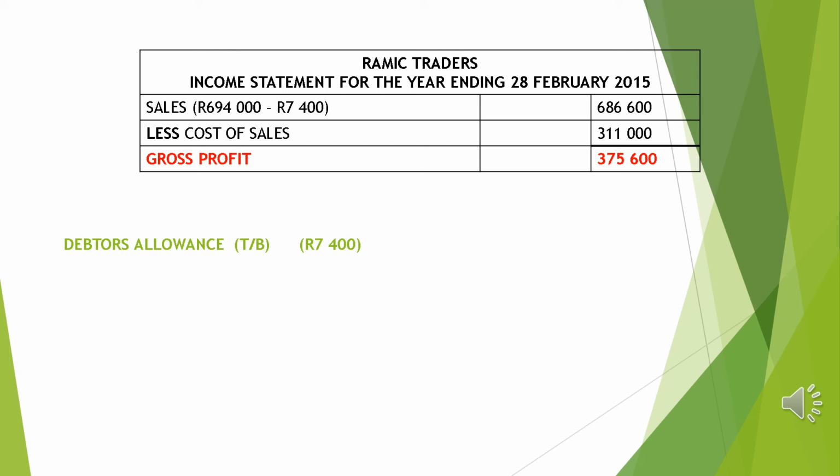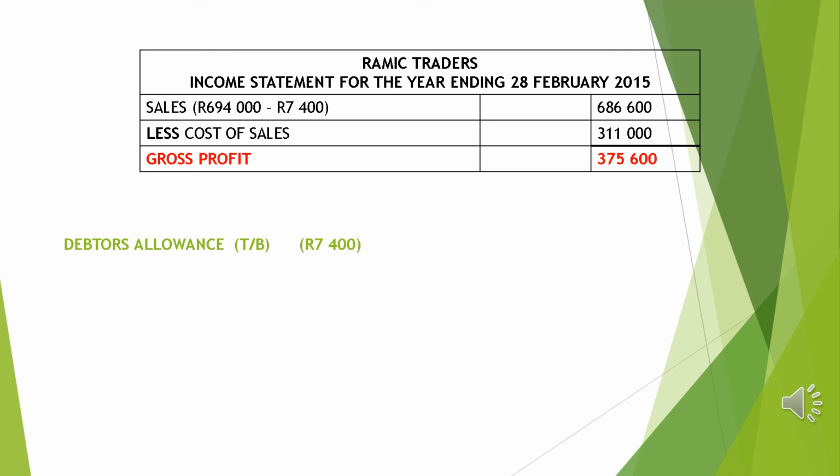Now, we call this amount gross profit simply because it is a profit before we take into account other incomes, before we take into account other operating expenses. So this is a profit when we were looking at what we are selling as a business versus the cost of selling those goods. Then we are now getting a gross profit of 375,600. So we are done with the part of the trading account.